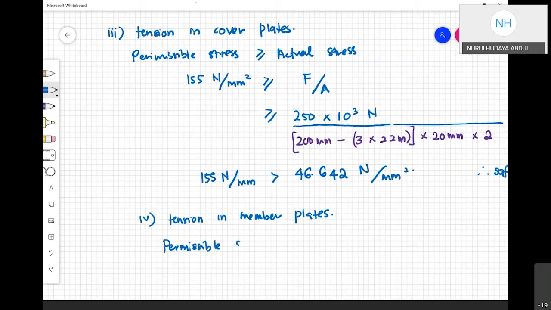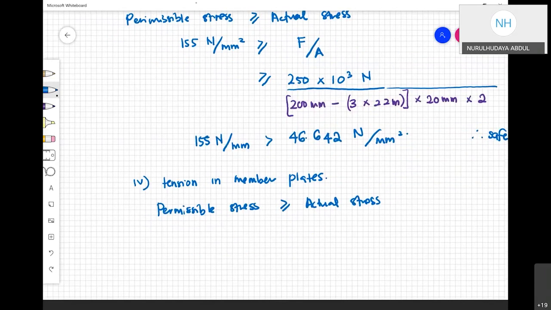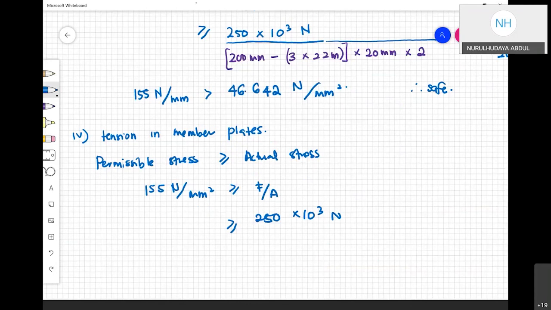Last kali, calculating tension in member plate. So permissible stress must be bigger than the actual stress again. It is sama because both plate permissible stress is 155. Force divided by area. The force is 250. And simply divide with the area. So area for this one is actually cara dia sama je macam you kira for cover plate. Okay, but you don't need to times 2 because dia bukan macam sandwich. Kita pun kira separuh je daripada two sides of the members yang you nak connect tu.